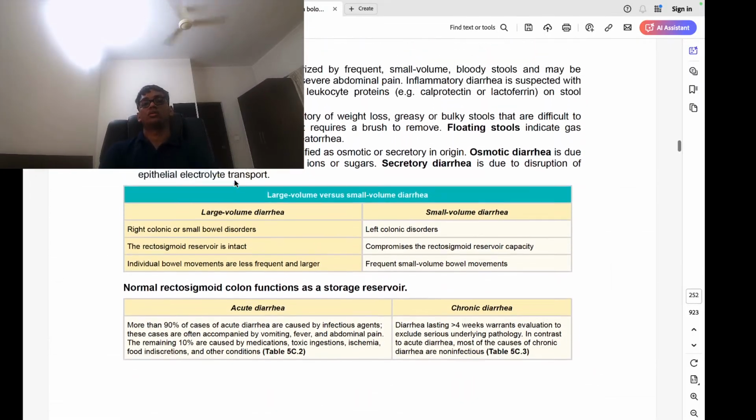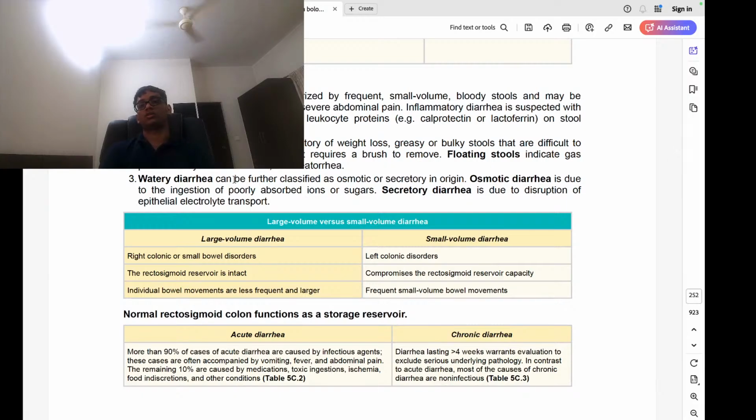Then, inflammatory diarrhea is frequent small volume bloody stool. Fatty stools are suggestive, with a history of weight loss: greasy or bulky stools that are difficult to flush, and oil in the toilet bowl that requires a brush to remove. Floaty stool indicates gas production by colonic bacteria, not steatorrhea.